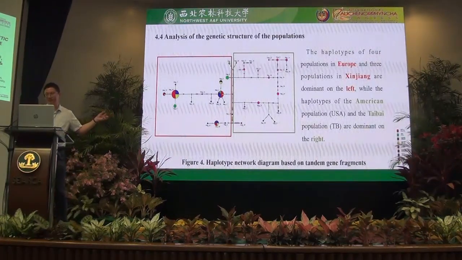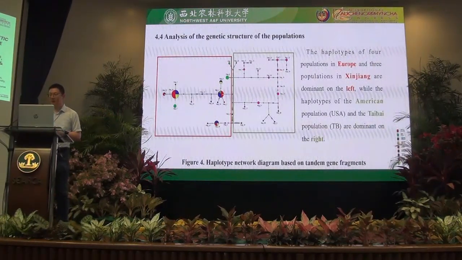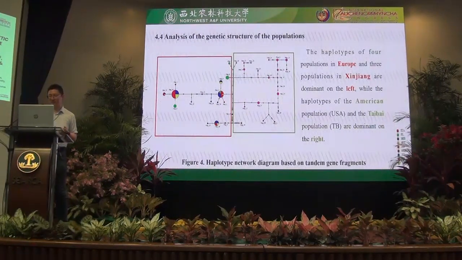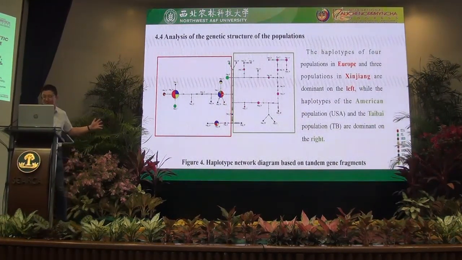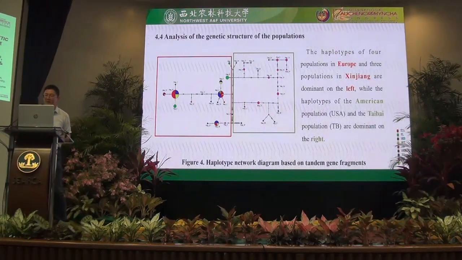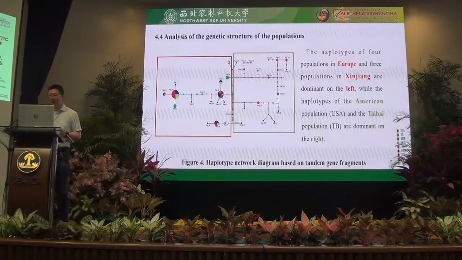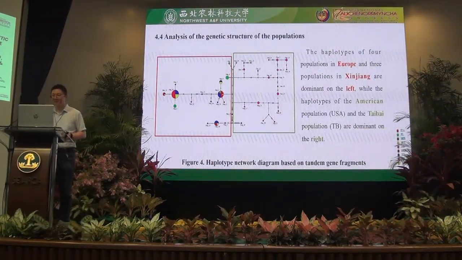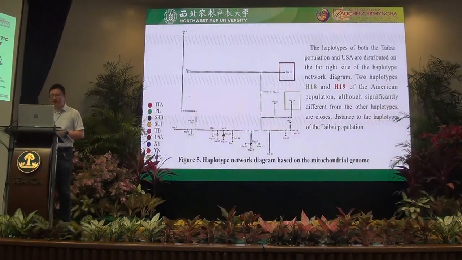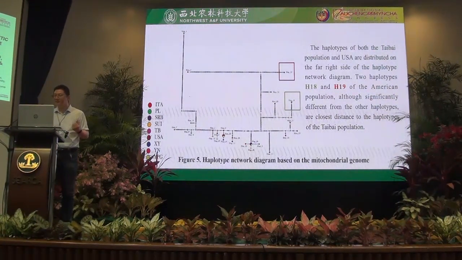From this figure, we can clearly see that the haplotypes of 4 populations in Europe and 3 populations in Xinjiang are dominant on the left, while the haplotypes of the American populations and the Taipei population of China are dominant on the right. And the haplotypes of both the Taipei populations and the USA are distributed on the far right side of the haplotype network diagram.